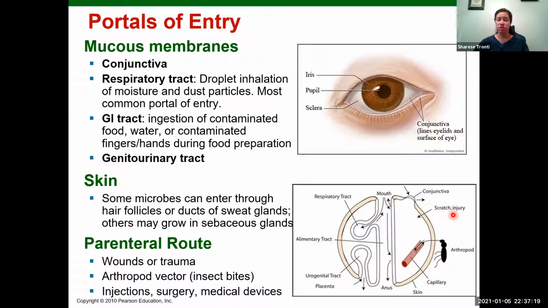Another method is through the skin. With different infections of the skin, microbes can enter through hair follicles and the ducts of sweat glands, and some even grow in sebaceous glands. The last route is the parenteral route. This can be through wounds or trauma. The microbes are going to get in through a wound, or through an injection, or also through an insect bite.